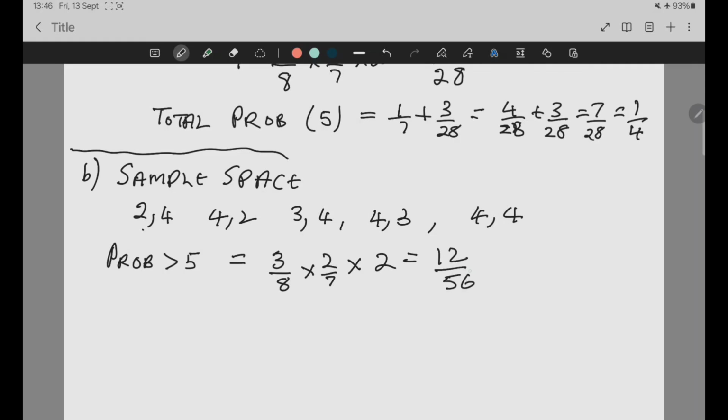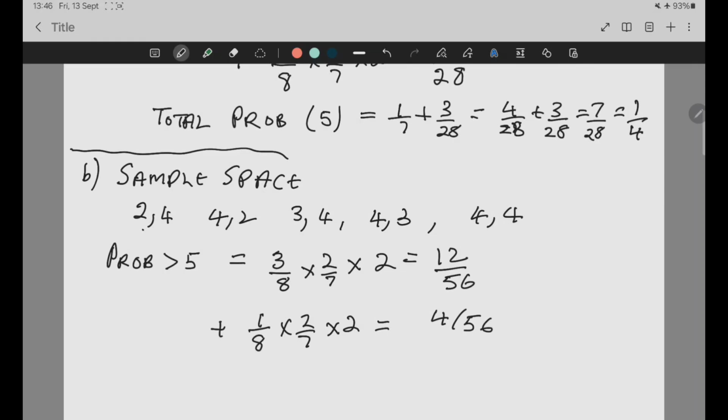We won't bother simplifying the fraction at the moment, but then there's the second bit, which is the 3, 4 and the 4, 3. So there's only 1 3, so that's 1 out of 8, and there's 2 4s, so that's 2 out of 7. Again, it has to be doubled because the reverse order is also possible. And that simply comes down to 4 out of 56.